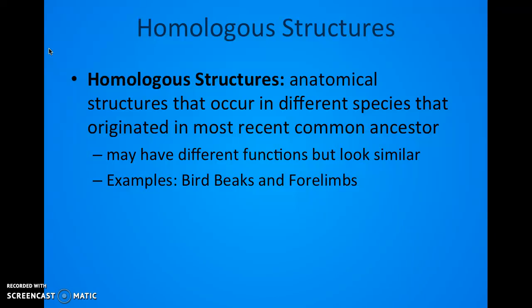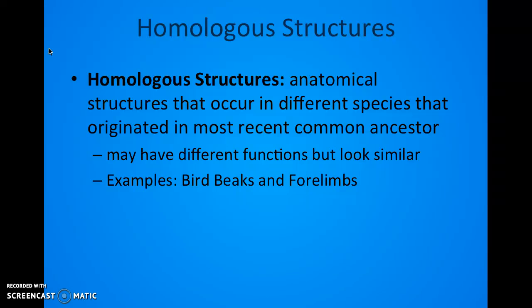And the third type is homologous structures. Homologous structures are anatomical, which means if you think of anatomy, it's the body structures that occur in different species that most commonly originated from a common ancestor. This could be something that has different functions but looks the same.